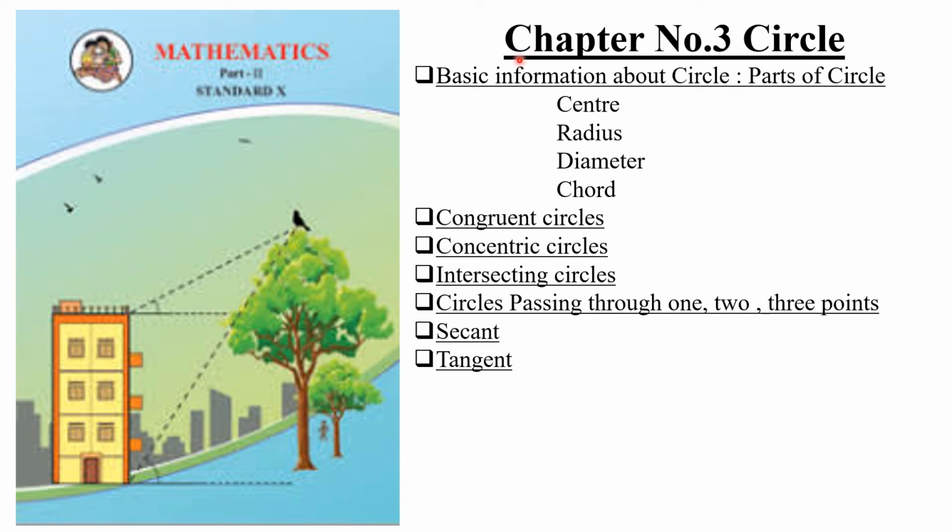Good morning, students. Today we are going to start chapter number 3, Circle. In this video, we are going to see basic information about circle, parts of circle, center, radius, diameter, chord, congruent circles, concentric circles, intersecting circles, circles passing through 1, 2, and 3 points, secant, and tangent.